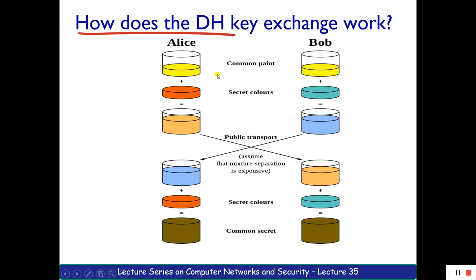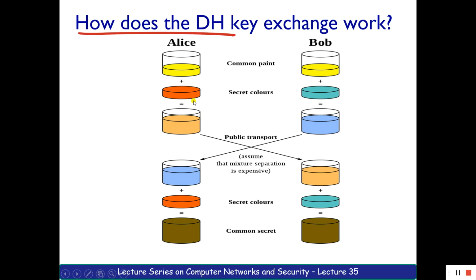How is it actually going to work? You can see this diagram. There is Alice and there is Bob who want to exchange some information, wherein they have to come to a common thing. Consider that Alice and Bob have an agreement on a common paint, like both have agreed on yellow color. Alice has her own secret color and Bob also has his own secret color. Alice's secret color is orange, while Bob's secret color is light blue.